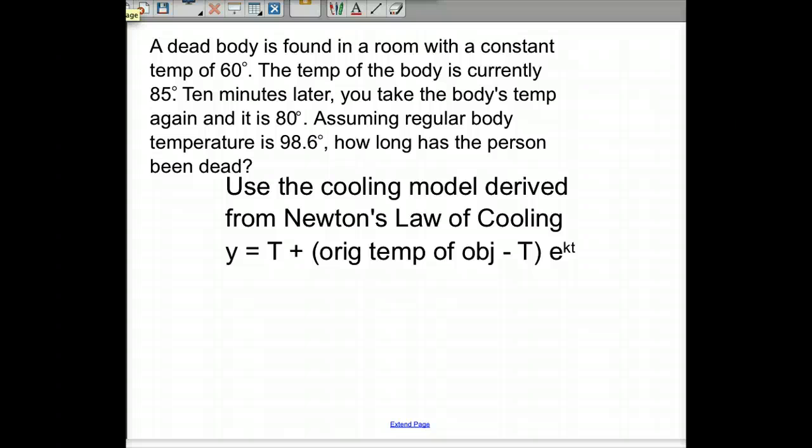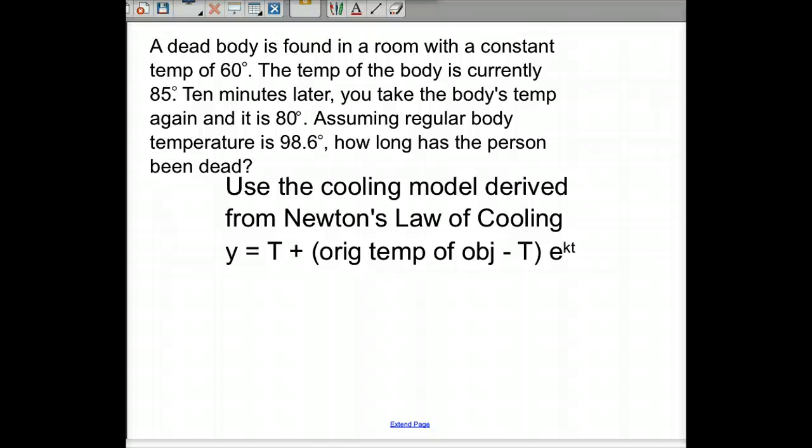We take the temperature of the dead body, and it's currently 85 degrees. We know that the temperature of the body should be 98.6 if it's alive, so it's been cooling for a while. 10 minutes later, we take another temperature of the body, and it's 80 degrees. So how long has this person been dead? Because the time of death is very important in a crime investigation.